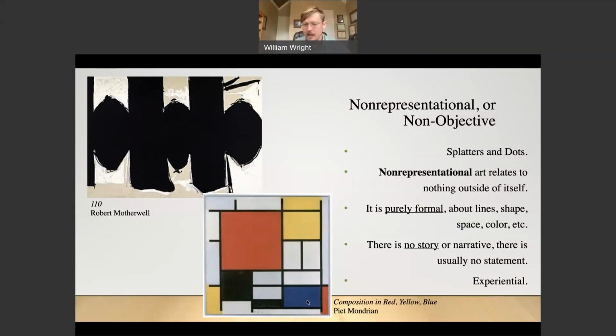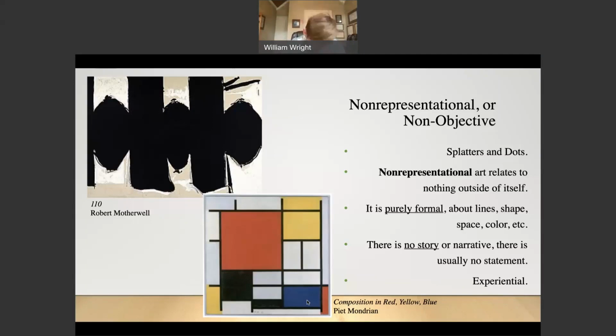This is the splatters and dots. It's purely form. It's line, it's shape, it's space, it's color. It's not just splatters and dots. It's anything that's just pure formal elements. It doesn't look like a cat or a building or a place or a thing. There's no story, there's no narrative. That's what a lot of people think, like, what is this trying to say when they look at Jackson Pollock? But at the end of the day, he's not trying to say anything. He's providing an experience.